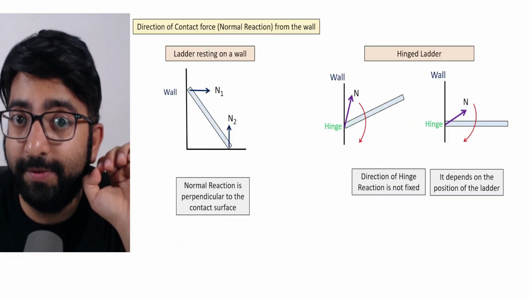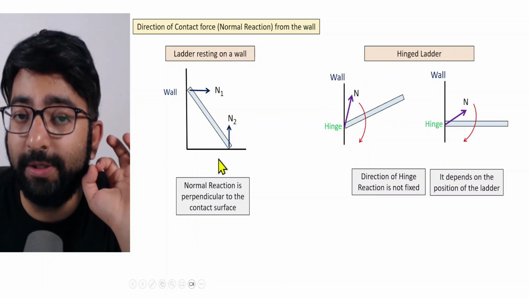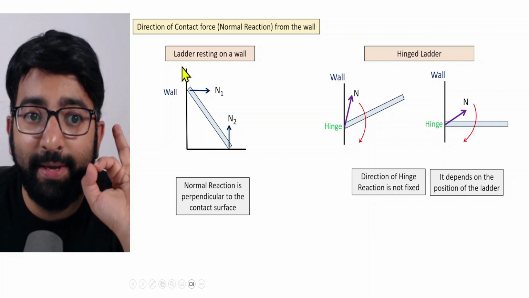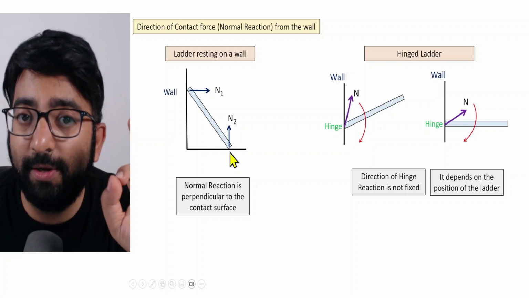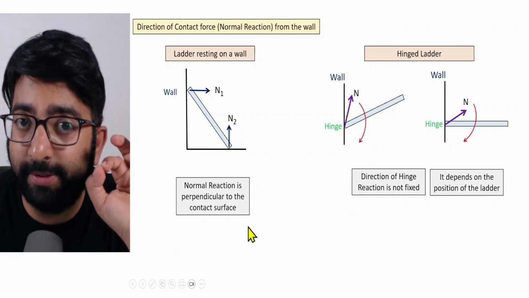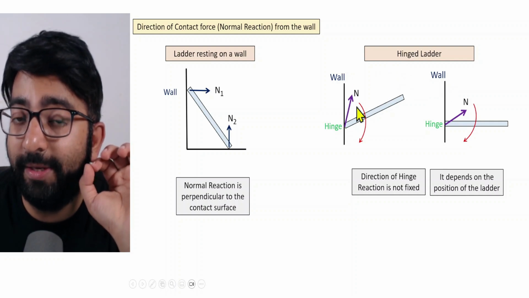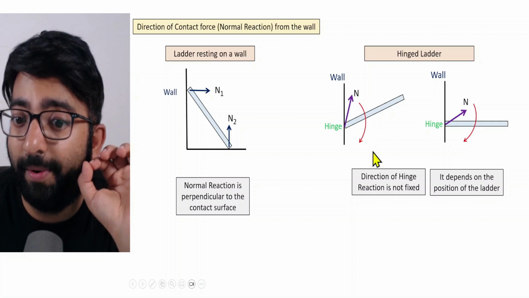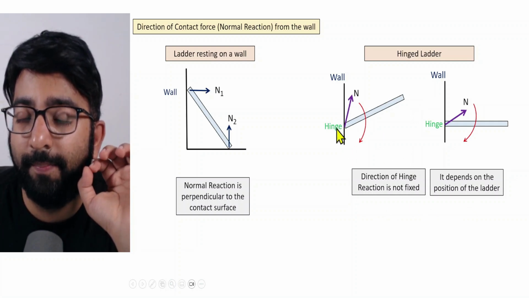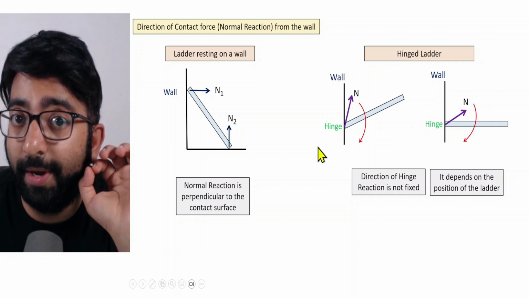And that is how we solve such questions where the ladder is resting on surfaces, on the wall as well as the ground. The only difference compared to the hinged ladder was that in case of a ladder which is just resting on surfaces, the normal reaction is always perpendicular to the contact surface. But in case of a hinged ladder, the normal reaction is called the hinge reaction, and its direction is not fixed. It depends on the orientation of the ladder. But whatever the orientation, the hinge reaction always passes through the hinge point.